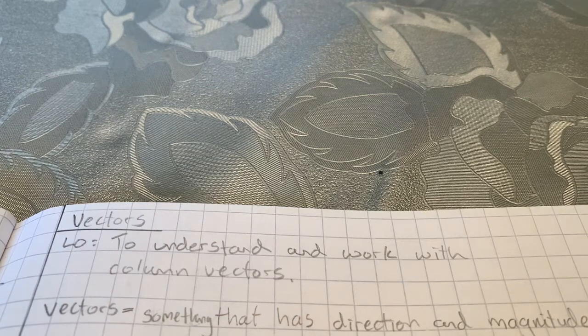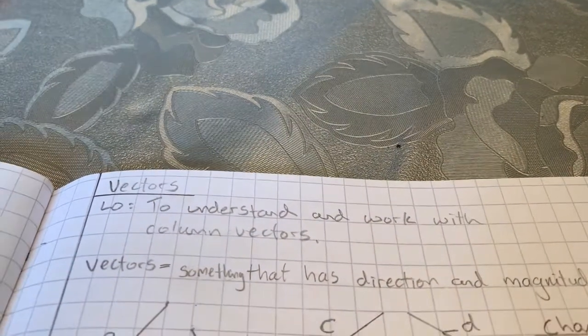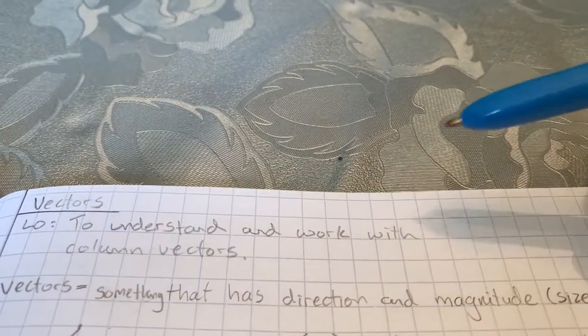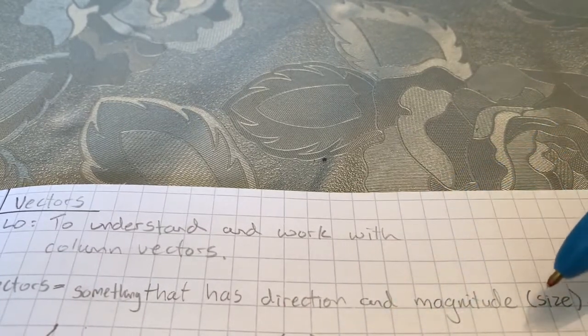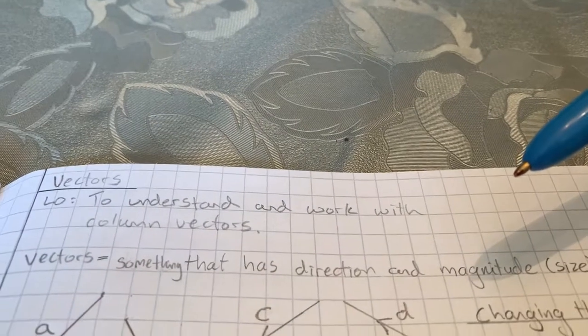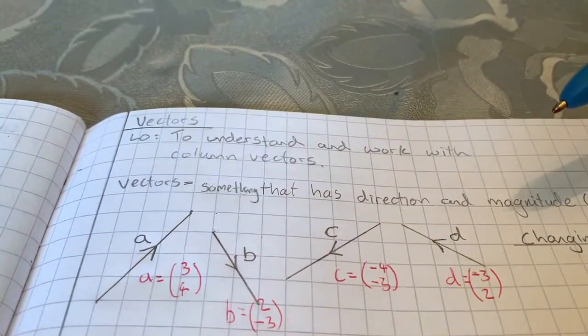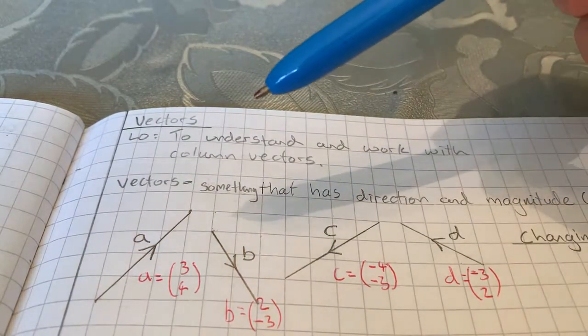This is working with column vectors and understanding how they work as well. So to start off, a vector is something that has direction and magnitude, so it has size to it as well. Now I'm going to jump in with some examples of what vectors would look like. So I've got here A, B, C and D.